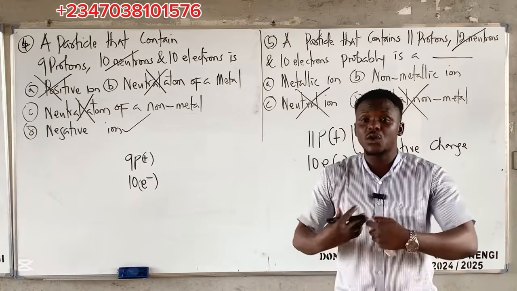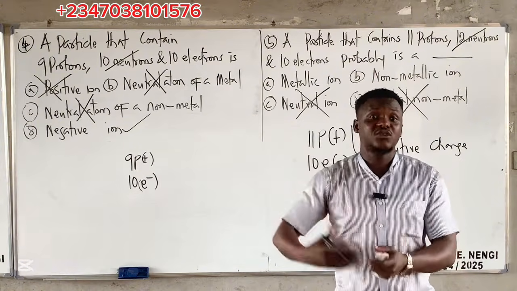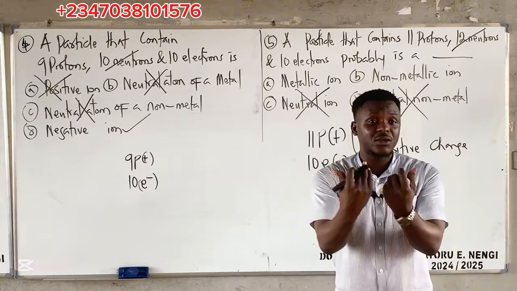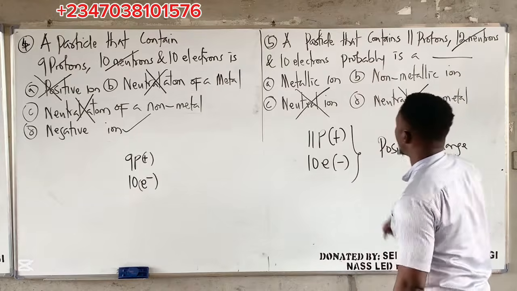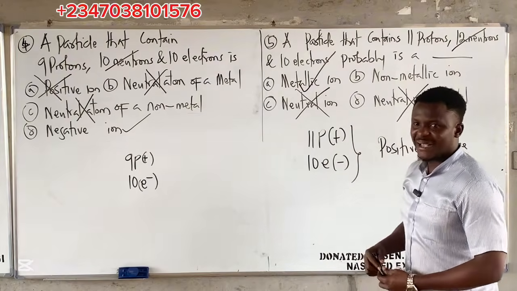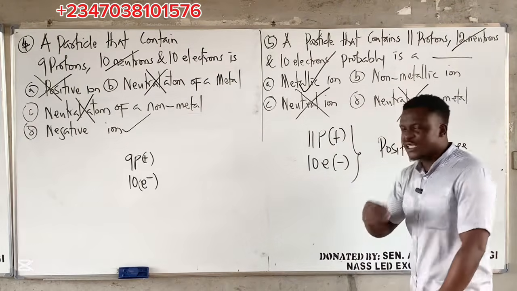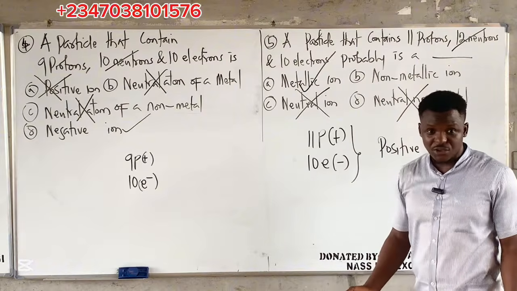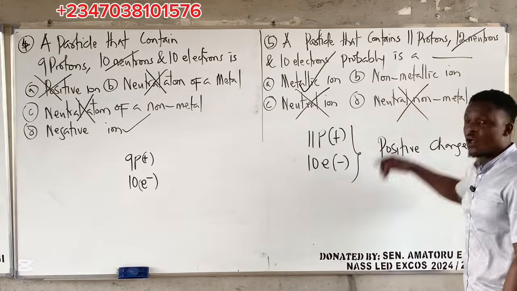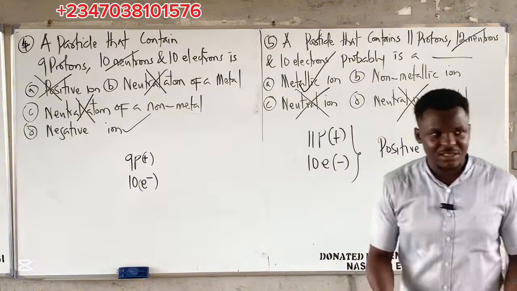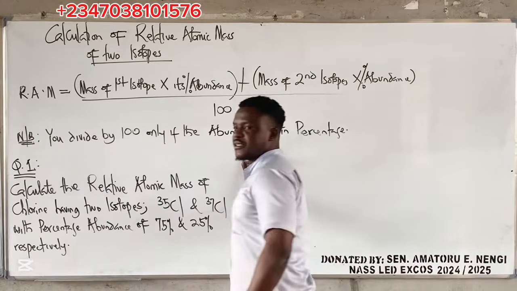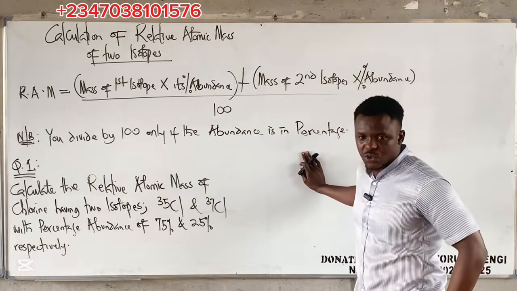Metals. Metals always lose electrons. If they lose electrons, they become positive, right? Non-metals gain. So the answer to that question is metallic ion, because a metallic ion is always a positively charged ion. Do you understand? A non-metallic ion is always negatively charged. Now this is the second phase in which questions can be asked under isotopes.